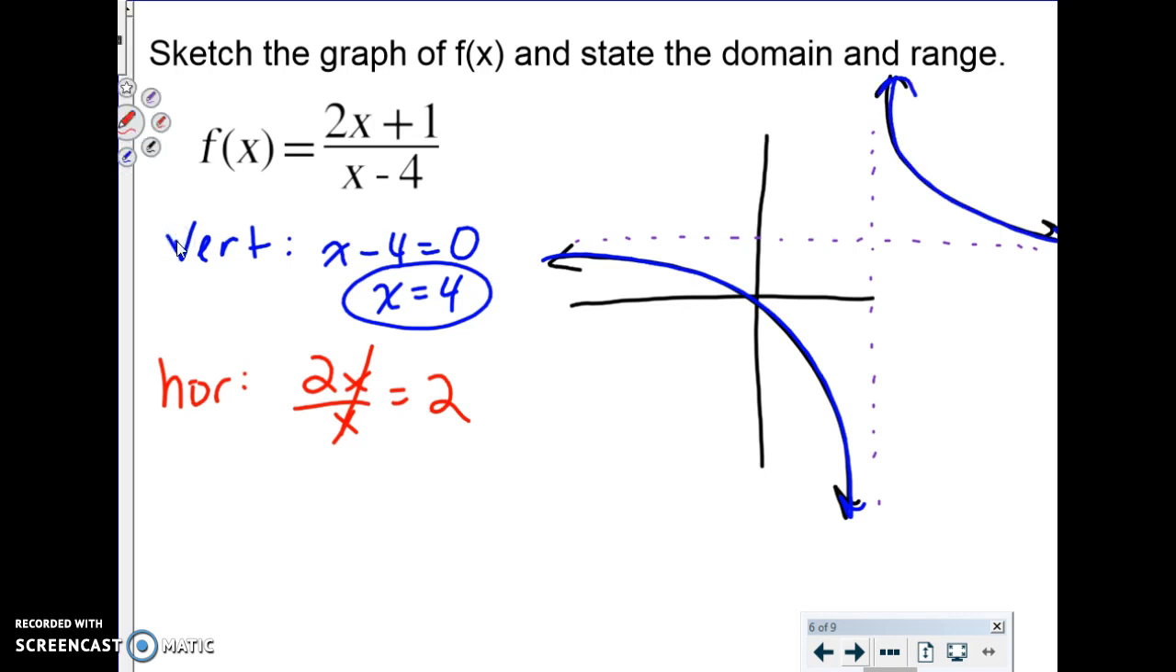Also for sketching, if you can put in some points like maybe x equals 0 just to get another good anchor, you can. So I can put 0 into this function. It's not a domain restriction. f of 0 equals 2 times 0 plus 1 over 0 minus 4. So it looks like it's negative 1/4. And wow, my sketch is so good, that totally could be negative 1/4. So before you start sketching, if you just want to do that, that might help your drawing.